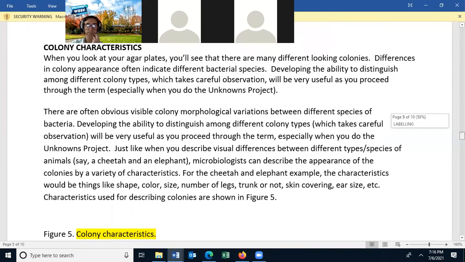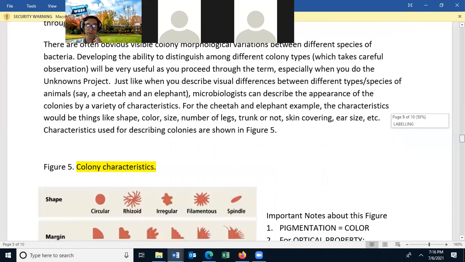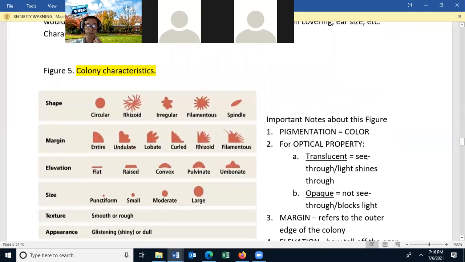You can look at the colonies and get different characteristics. You can note their shape, a circular colony, an irregular colony, a filamentous colony. You can look at the margin, that's the edge of the colony. And if the margin is circular and smooth, we call it an entire margin. And then there's undulate, lobate, curled, rhizoid, and filamentous.